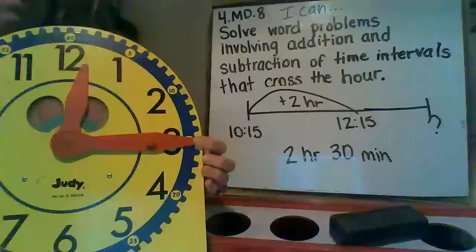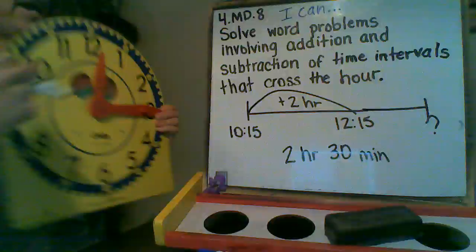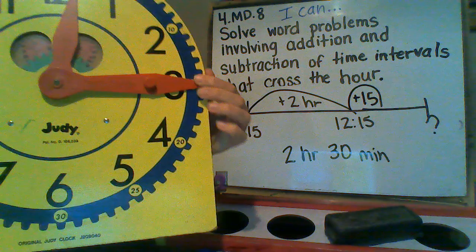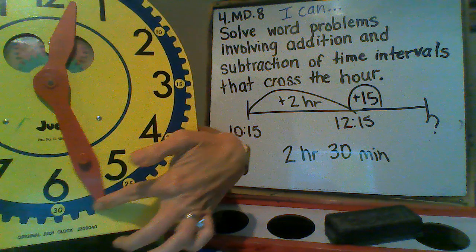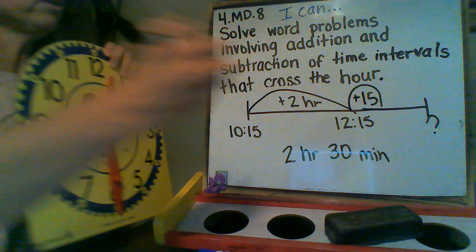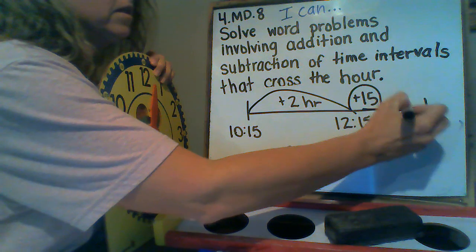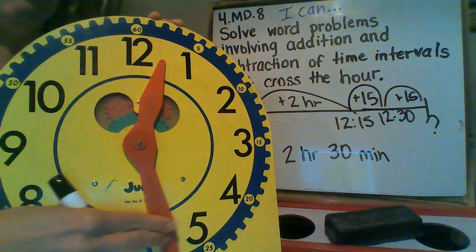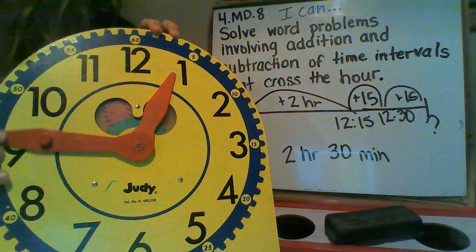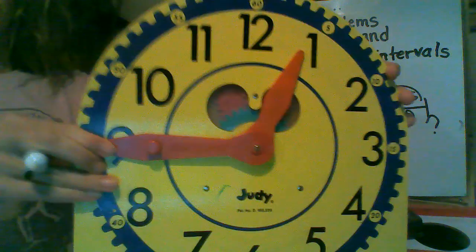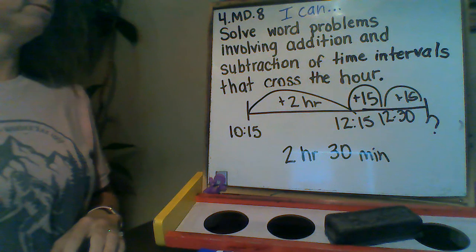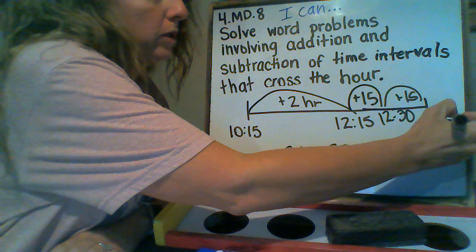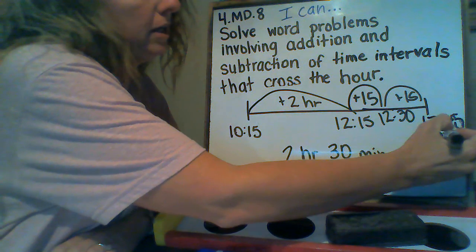So if I'm at 12:15 and I add 15 minutes, 12:15 plus 15, 5, 10, 15, that would put me at 12:30. And then if I add the next 15 minutes, 5, 10, 15, that puts me at 12:45. So homeschool is over at 12:45 p.m.